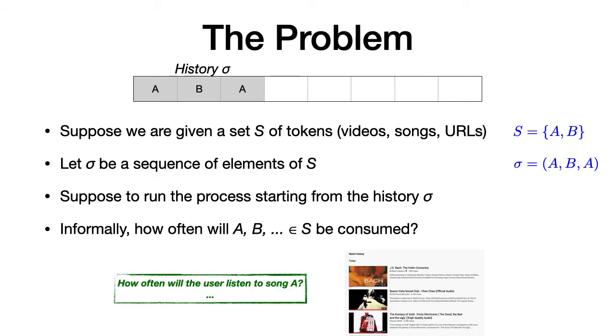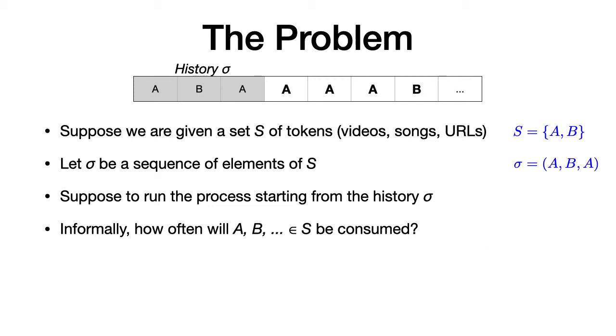In the case, say, of Spotify, this question corresponds to how many times will the user listen to a given song, or in the case of YouTube, how many times will this user look at a given video. Now, clearly, this number of times depends on the random choices made by the user. So maybe if you run the process once, we will end up with lots of A's and few B's. And if you run it a second time, we will end up with lots of B's and maybe few A's.